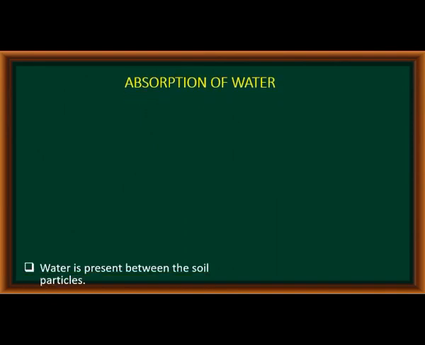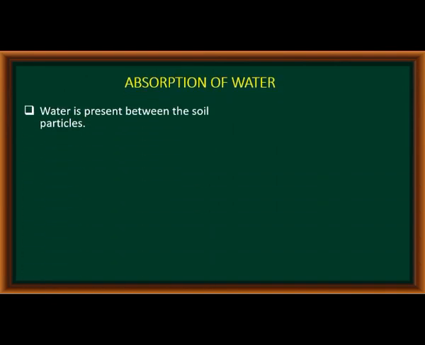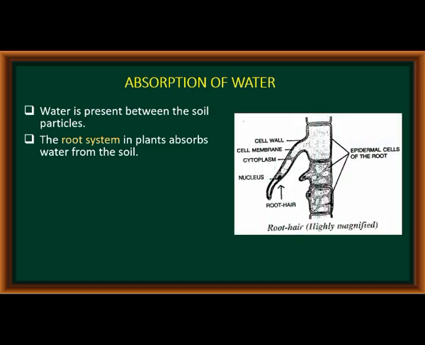Absorption of water. Water is present between the soil particles. The root system in plants absorbs water from the soil. So this is the diagram of a root cell. This is the epidermis of the root with the epidermal cells. Now this hair-like structure is the root hair.